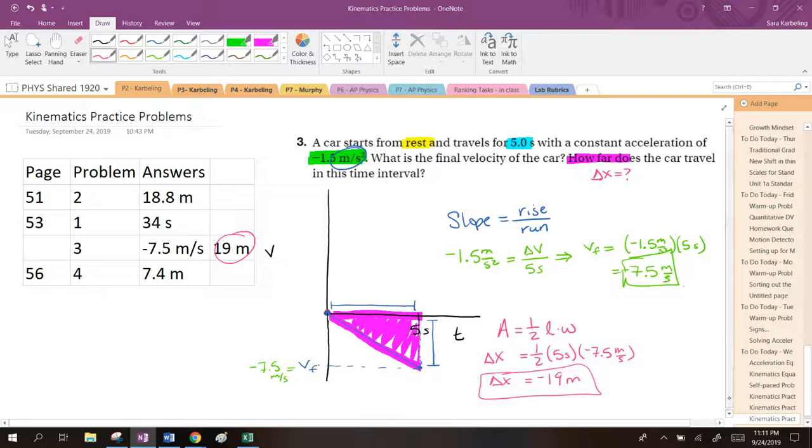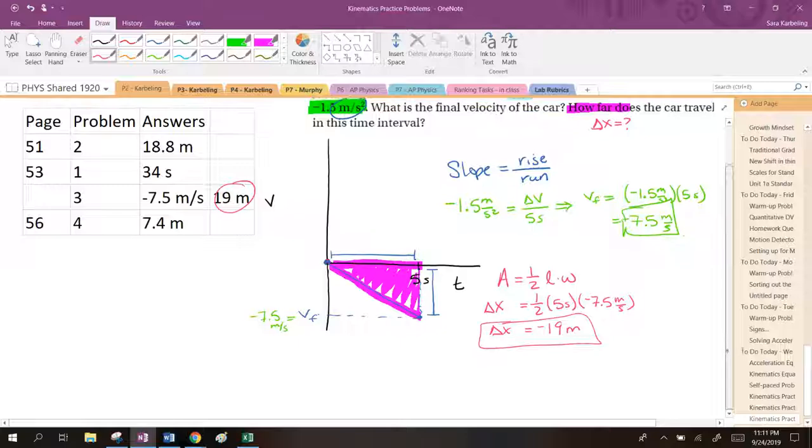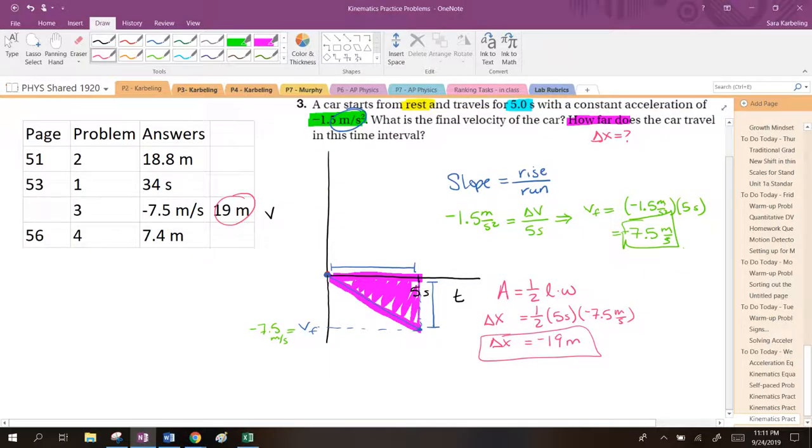Now, let's take a look at it algebraically too, because we want to share the fun with everybody, no matter their preferences. So let's go ahead and write down our givens. All right, so it starts from rest. That's an initial velocity of 0. It travels for 5 seconds, so that's my time. It's got a constant acceleration of negative 1.5 meters per second squared.